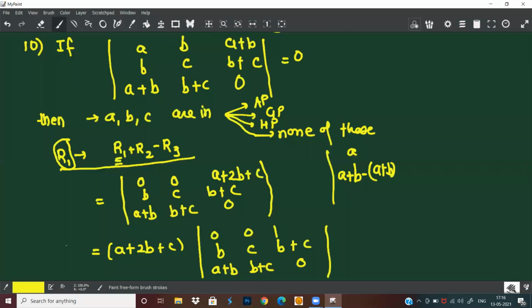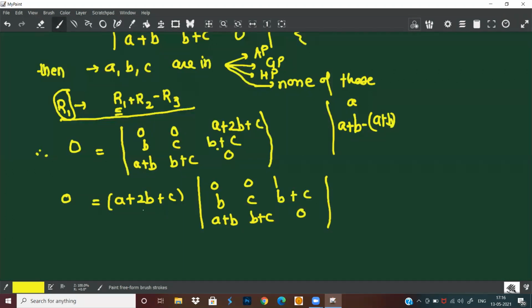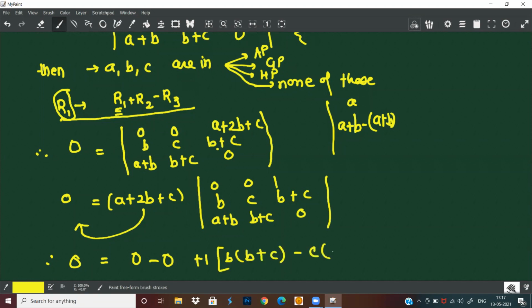Actually what is given is this zero. This is given to you as zero. Do you see, here? So the operation I did is equal to zero. So I can divide by A plus 2B plus C. So zero divided gives zero. Then this zero into anything will not matter, minus zero into anything will not matter, plus 1 into this into this: B into B plus C minus C into A plus B.